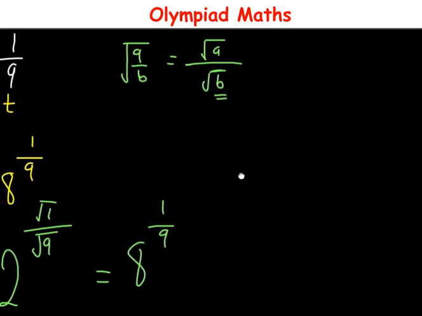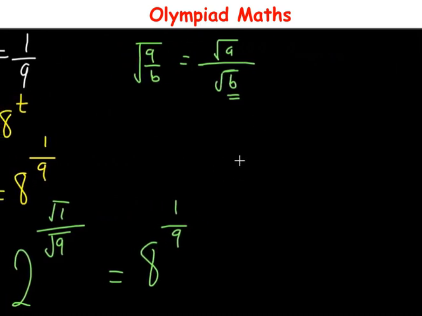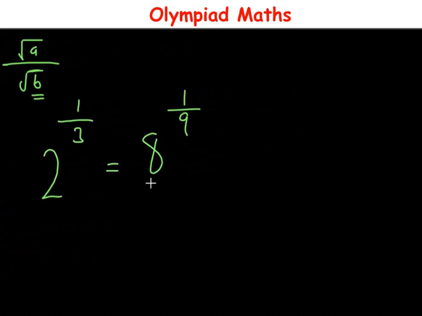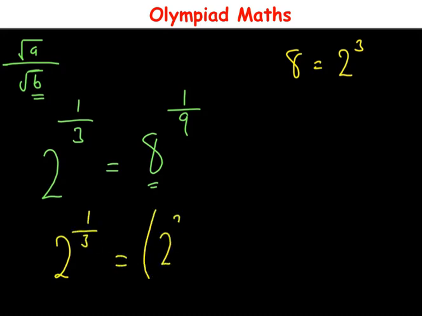So from here, we have 2 raised to power root 1 is 1 over root 9 will give you 3 is equal to 8 raised to power 1 over 9. Now, at this junction, we can express 8 as 2 raised to power 3. So in place of 8, we bring in 2 raised to power 3. So this becomes 2 raised to power 1 over 3 is equal to, in bracket, 2 raised to power 3 all raised to power 1 over 9.